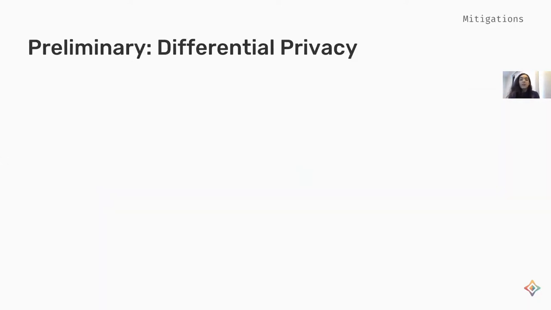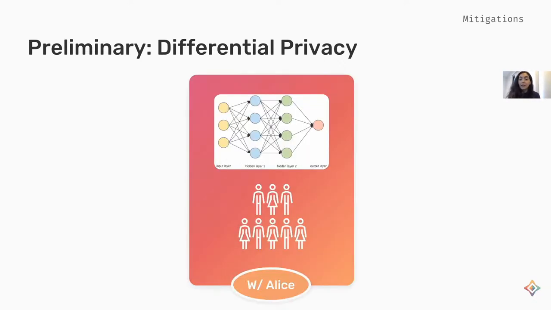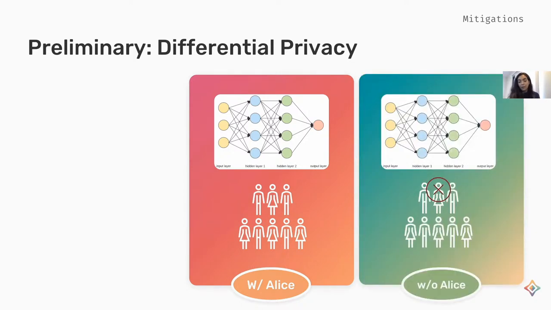Now that we have seen some of the existing threats, we will briefly discuss the existing mitigations to help protect against these threats. To do so, I will first brush up on the notions of differential privacy and geo-indistinguishability. Let's assume we train a model using a medical data set that includes Alice's medical records. Now, we train another model without Alice's data. If we want to achieve differential privacy, we should be able to guarantee that the outputs of these two models for any possible set of inputs is very similar.